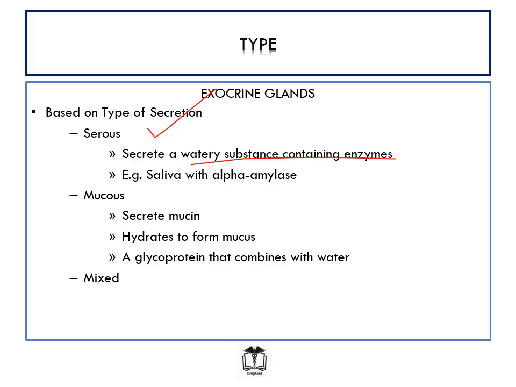We could also have mucous glands. Mucous glands are glands that produce a lot of mucin-rich secretions. So these are fluid-like secretions that are not as watery as the first gland, but contain a lot of mucin. Mucin is a glycoprotein that tends to be combined with water. And then we have a mixture, a mixed serous and mucous gland.